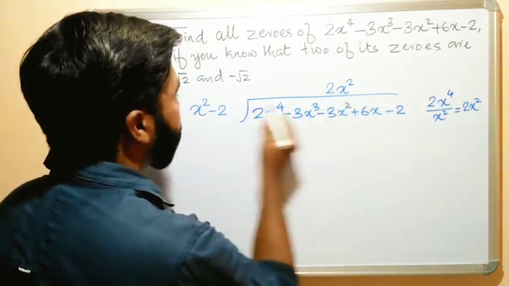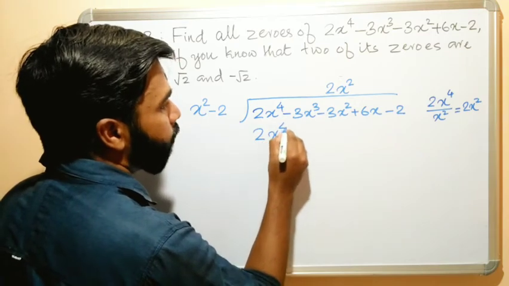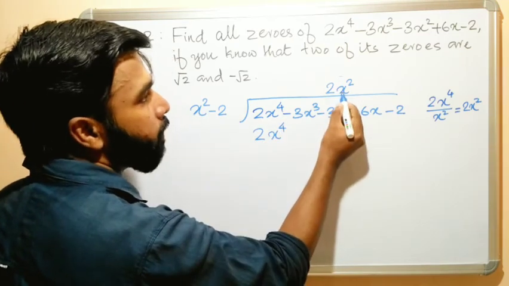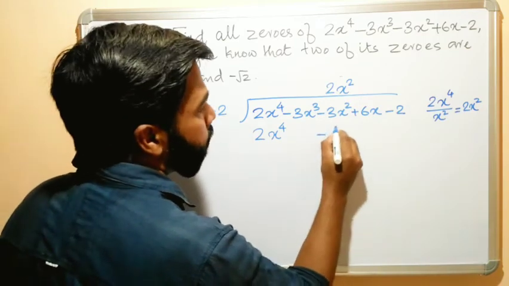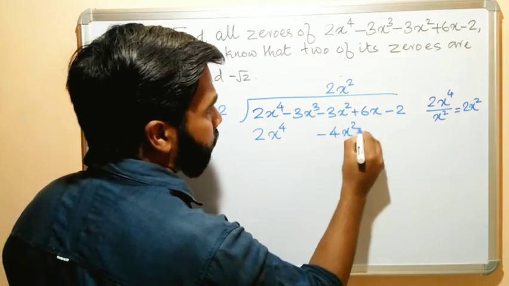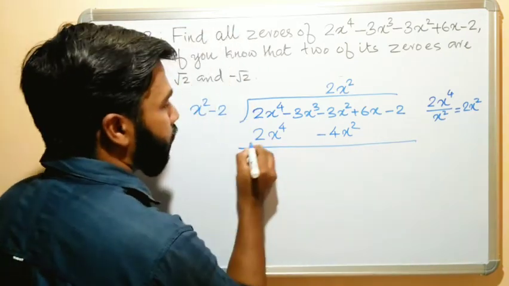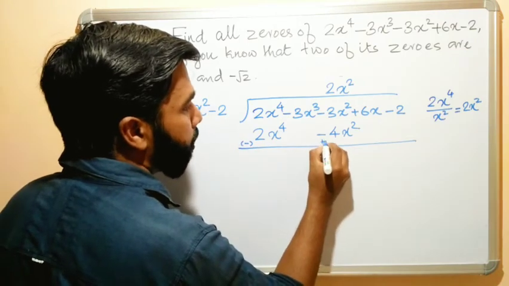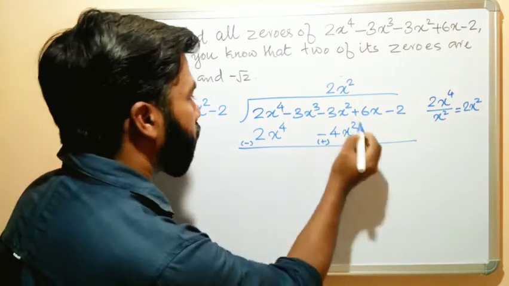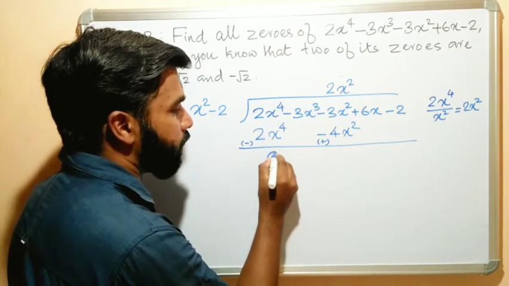If we multiply 2x square into x square, we will get 2x raised to 4. Then multiply 2x square by minus 2, that is minus 4x square. Then we have to subtract. So here this minus will become plus. Then 2x raised to 4 minus 2x raised to 4 is 0.